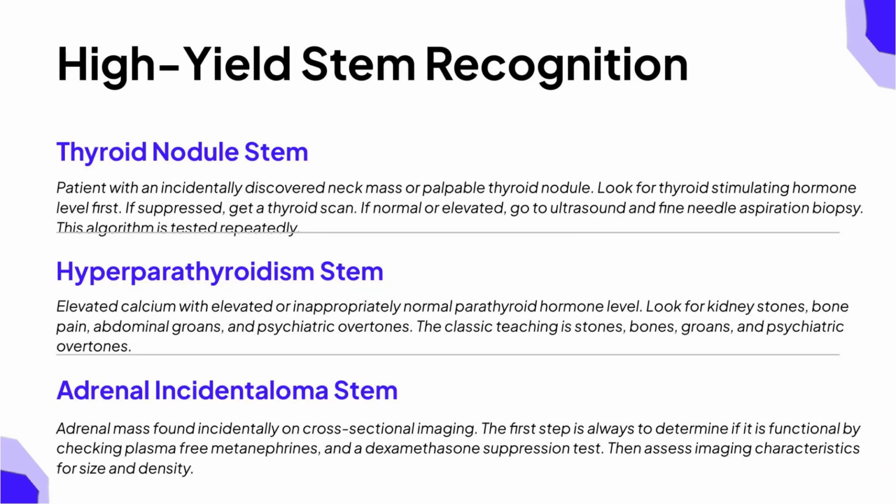Let us talk about recognizing the classic question stems. For thyroid nodules, look for a patient with a neck mass and then follow the algorithm. Check thyroid-stimulating hormone first, then decide between a scan or a fine needle aspiration. For hyperparathyroidism, the classic presentation is elevated calcium with elevated parathyroid hormone, and the patient has stones, bones, groans, and psychiatric overtones. For adrenal incidentalomas, the boards will give you a mass found on imaging done for another reason, and the first step is always to check if it is making hormones.